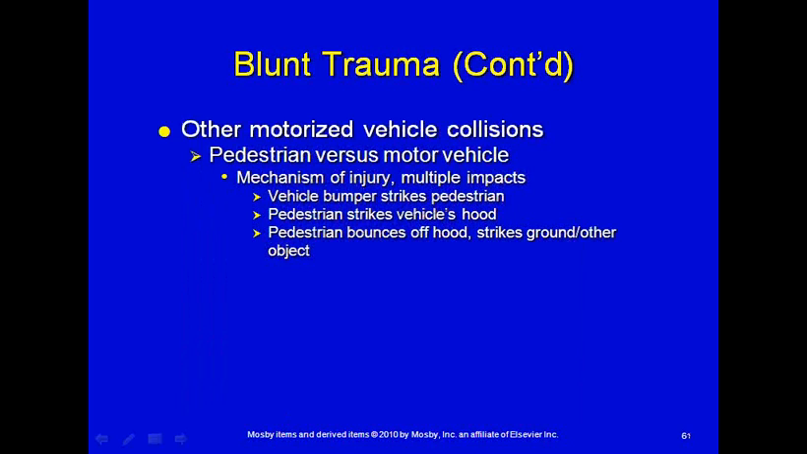Pedestrian versus a motor vehicle is something else we should consider as well. In this mechanism of injury, you're going to have multiple impacts. The vehicle bumper strikes the pedestrian. The pedestrian is thrown up onto the hood. There's a second impact, and then the pedestrian bounces off the hood and strikes the ground. There's a third impact, and then if the person is run over by the vehicle, that's a fourth.